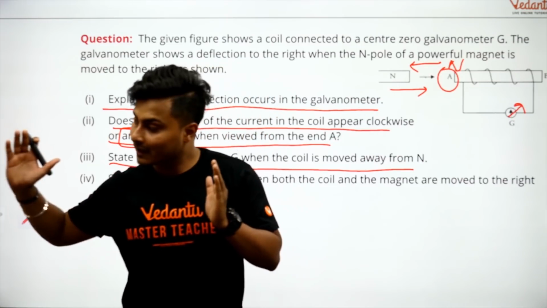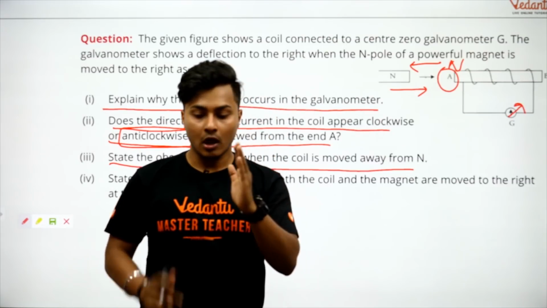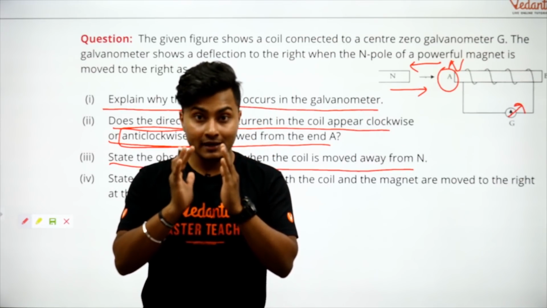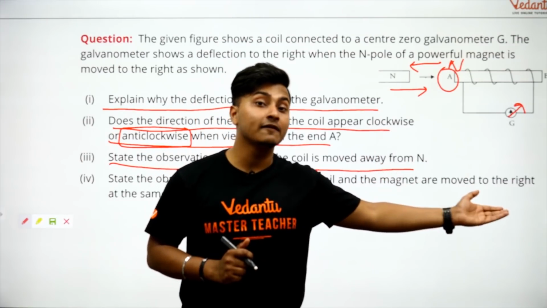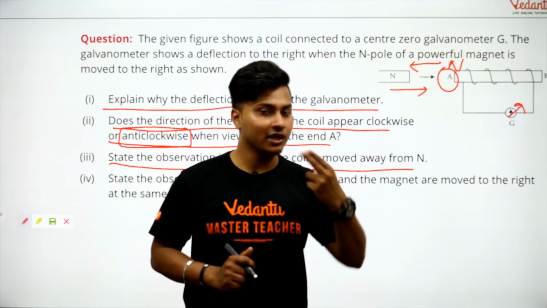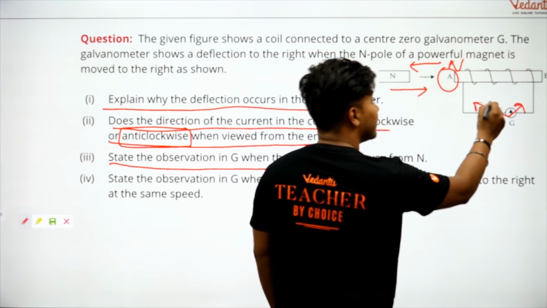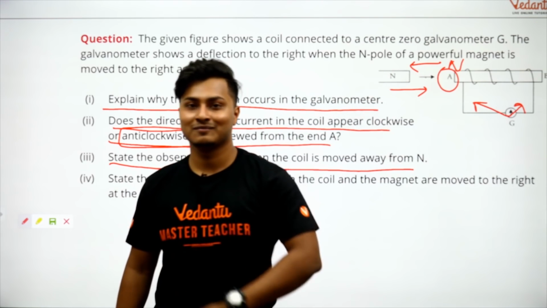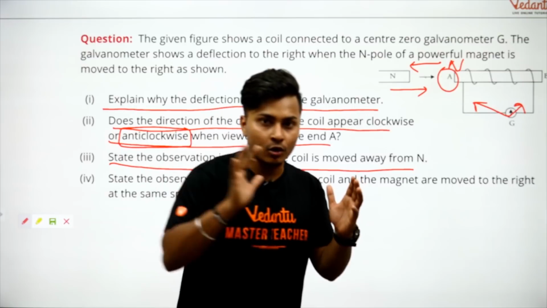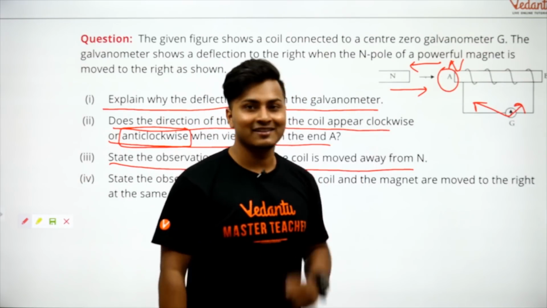So initially the magnet was coming closer and the galvanometer deflected towards the right. Now when the magnet is going away, what should happen? It should also show a deflection because there is a change in magnetic field, but as we studied earlier, it should show a deflection in the opposite direction. Previously it was coming closer, now it's going away. So this must be indicated visually, and that's the answer.